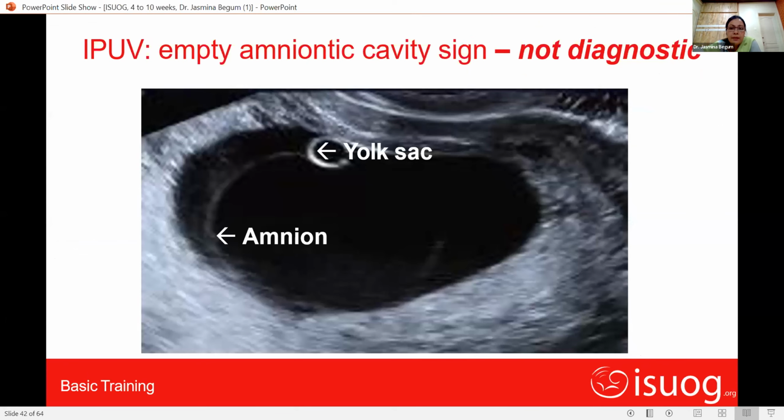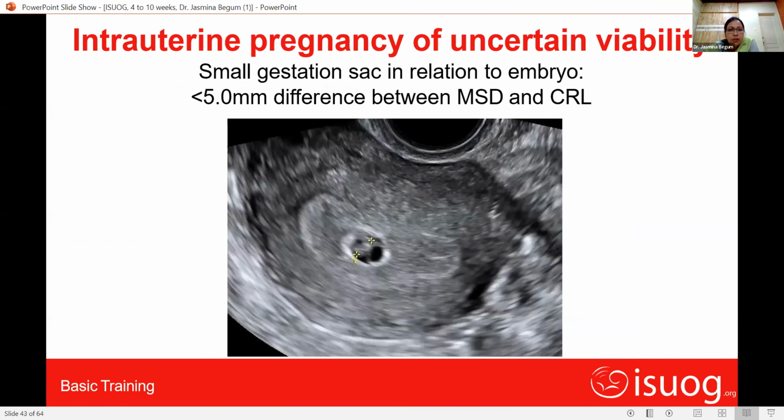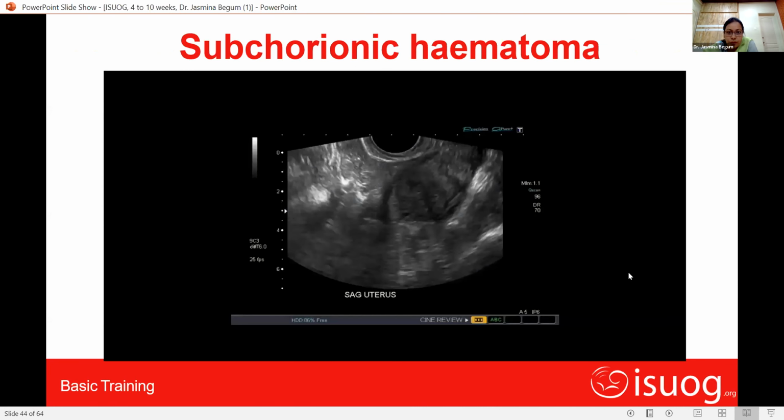Now this is again the empty amnion sign. You can see the amniotic cavity here. The yolk sac is there, but the embryo is not there. So this is also suggestive of miscarriage. This is a small G-sac. When the difference between the mean sac diameter and CRL is taken, it comes to less than 5 millimeter. That means a small G-sac is there in relationship to the embryo. That is also a sign suggestive of miscarriage in future.